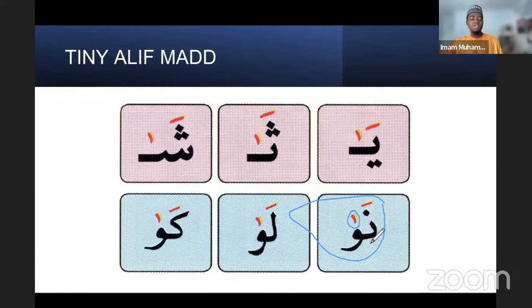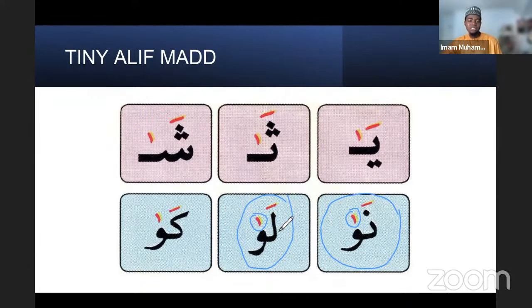So the noon is going to be elongated by what? Is it by the wa or the alif? Okay, how do you pronounce the noon? Is it going to be elongated by the wa or the alif? Right. So it's going to be elongated by the what? By the alif, because the noon is having a fatha. So na. So this will not be la wa. This will be la, because the alif tiny here is on top of the wa.